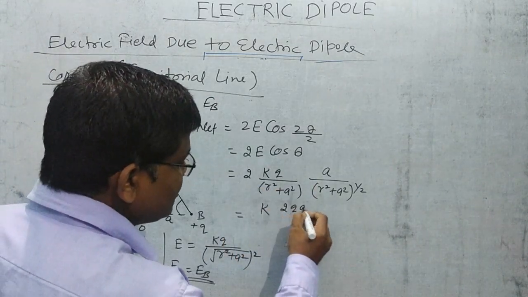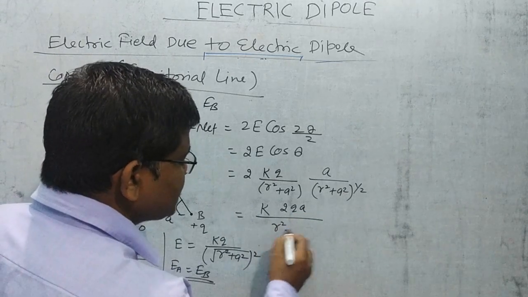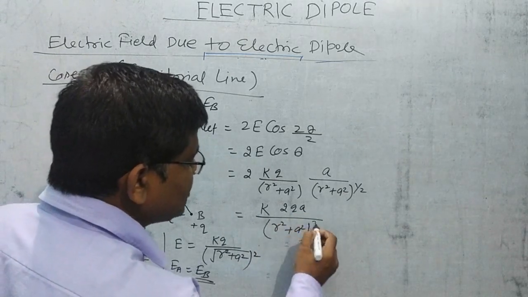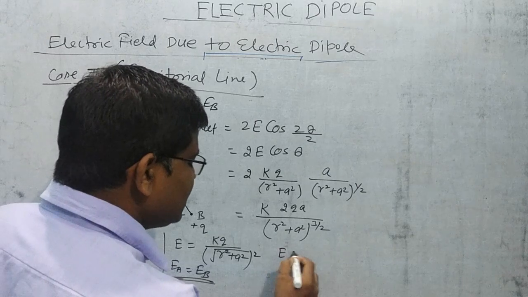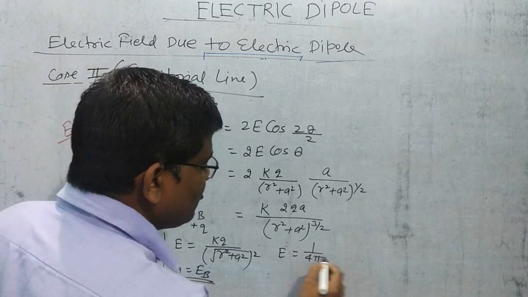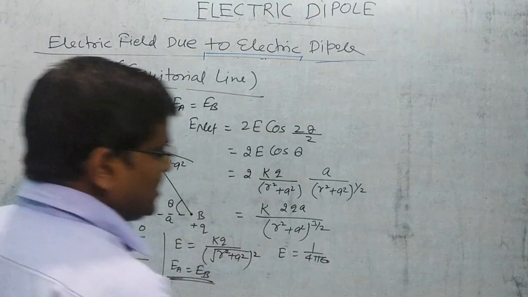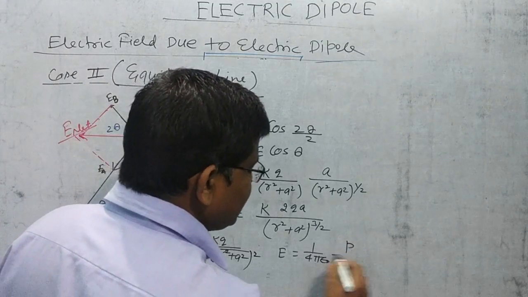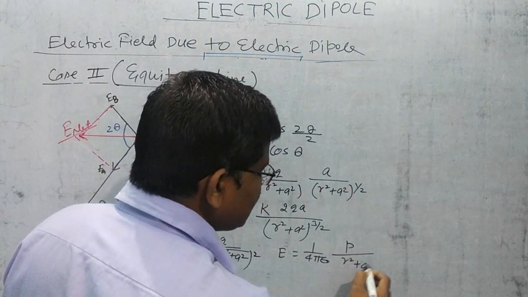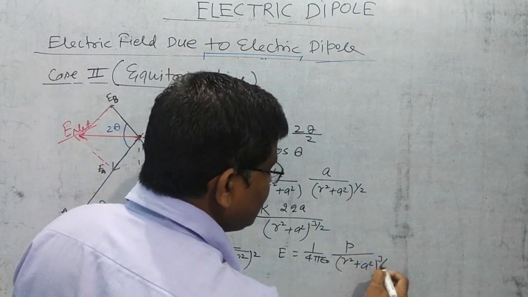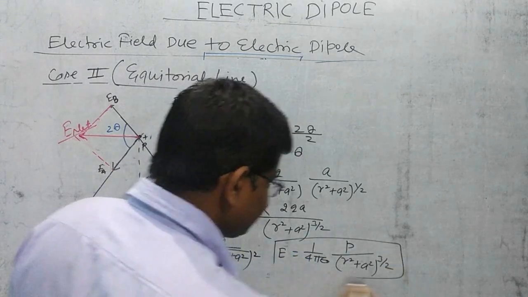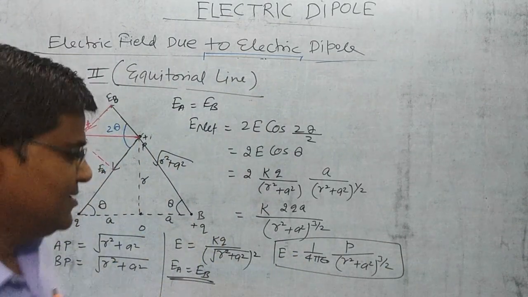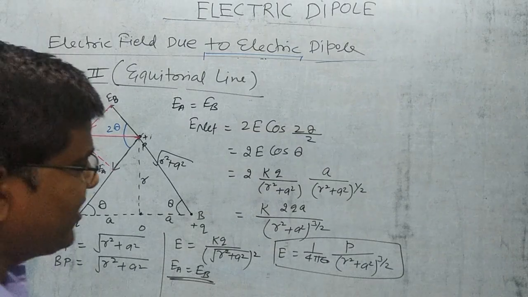This is the P. This becomes P by R square plus A square to the power 3 by 2. Then net electric field is equal to 1 upon 4 pi epsilon naught, P by R square plus A square to the power 3 by 2. This one is the electric field required.